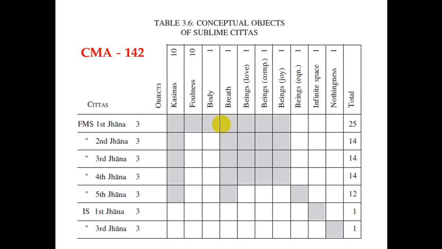Four element is not a concept. It is a material form. Four element is not a concept. Now we are talking about concept.